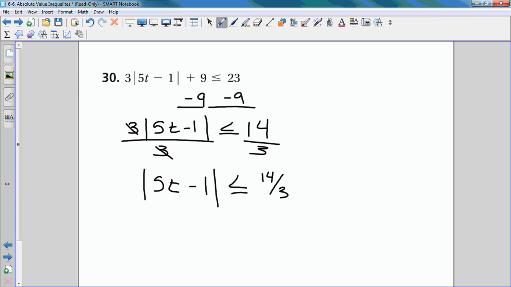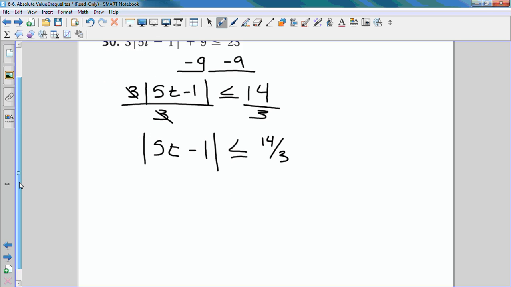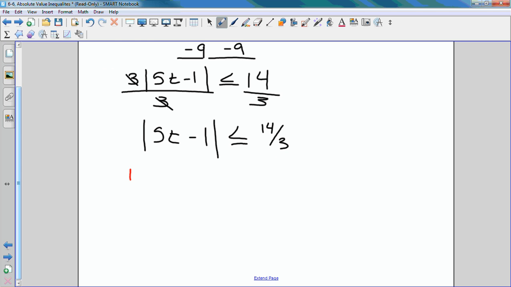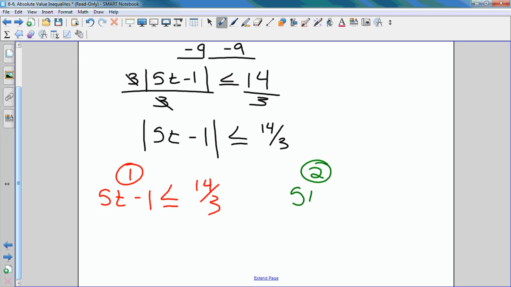Absolute values isolated, is that possible to have that? Yes, it is, because it's positive and it can be less than, it's fine. So now I can make my 2 cases. Case 1: 5t minus 1 is less than or equal to 14 over 3. Or, case 2: 5t minus 1, what do I have to do? Flip the sign. Flip the sign in case 2. Greater than or equal to negative 14 over 3.